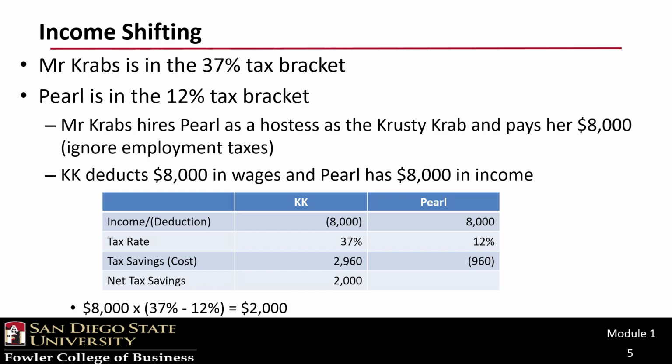And for the purposes of this example, we're just going to ignore employment taxes. So the Krusty Krab deducts $8,000 in wages, and now Pearl has $8,000 in income. So if we look, the $8,000 deduction is worth 37% or $2,960, and then Pearl receives that $8,000 as income. She pays tax of 12%, but that's only $960. So the net tax savings of shifting this income from under Mr. Krabs' ownership to Pearl's ownership is $2,000. And we could have calculated that because we knew that 8,000 times the difference in the tax rates, 37 minus 12, is going to result in a $2,000 savings.